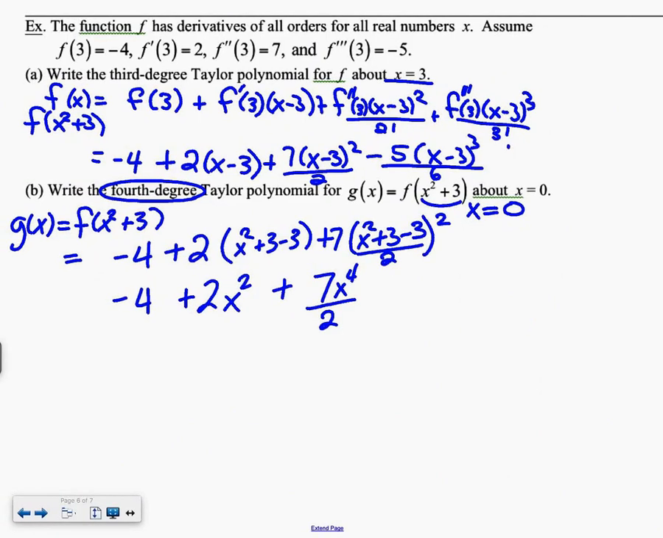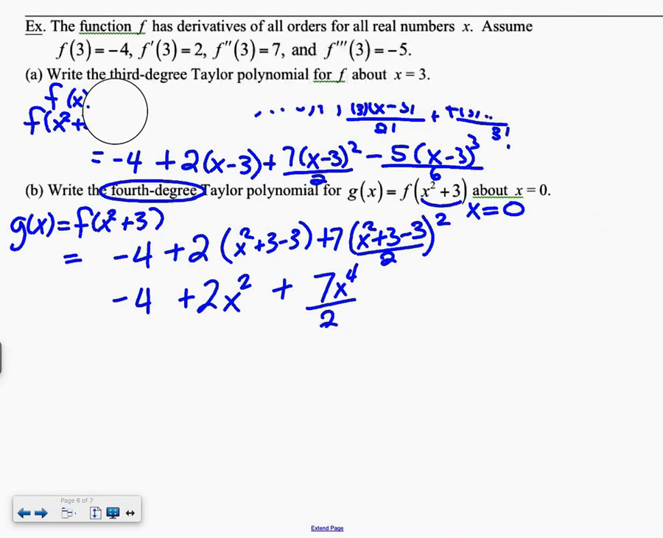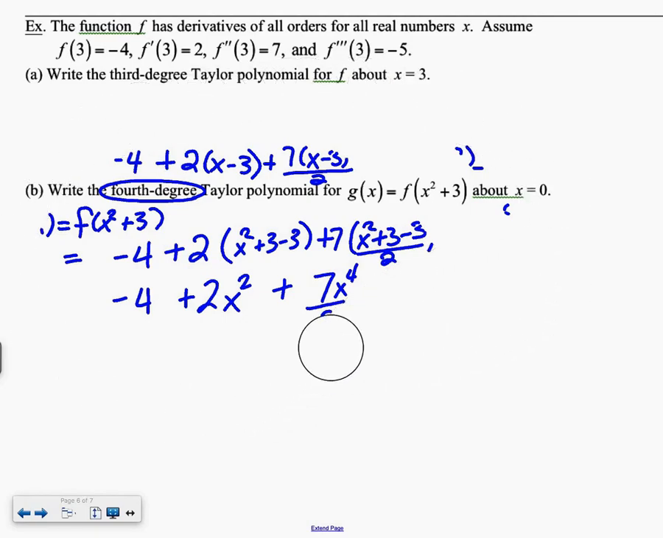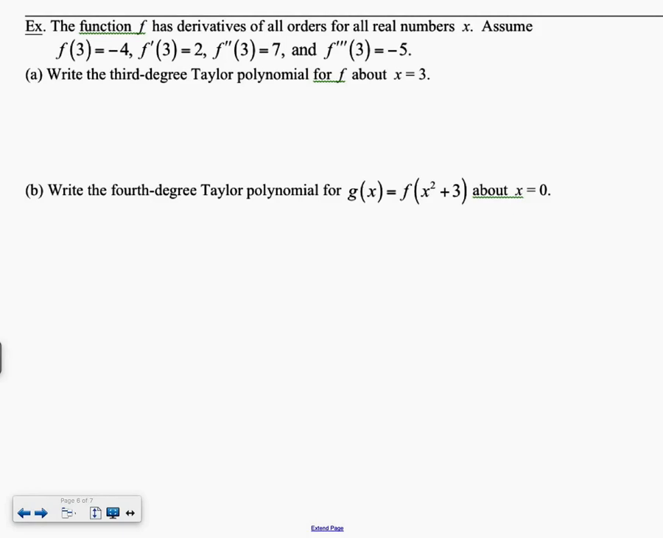Let's get rid of this. The function f has derivatives of all orders. So what does that tell me? They just exist, right? Assume f of 3 is negative 4, f prime of 3 is 2, f double prime is 7, f triple prime is 7. Write the third degree Taylor polynomial about 3.